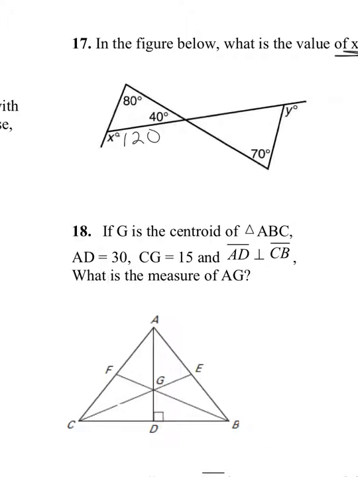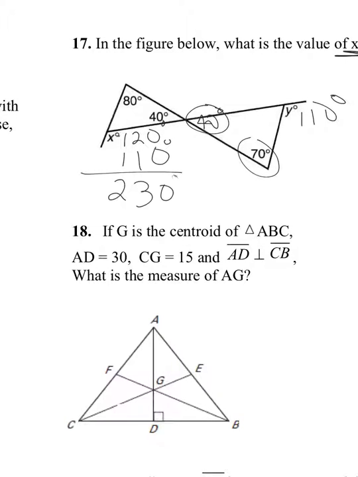Over here, because that's 40, this is going to be 40. And then, hey, look, there's that rule again. 40 plus 70 is going to give you y, which is 110. So now y plus x, or x plus y, 120 and 110 is 230 degrees.